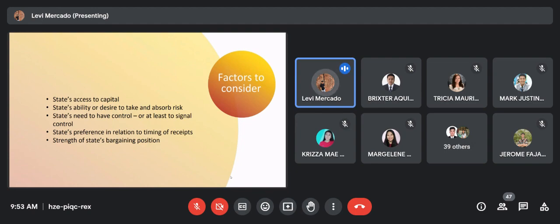So what are the factors to consider for IOC's investments? States' access to capital, states' ability to desire to take and absorb risk, states need to have control or at least to signal control, states' preference in relation to timing of receipts and strength of states' bargaining position. Okay.